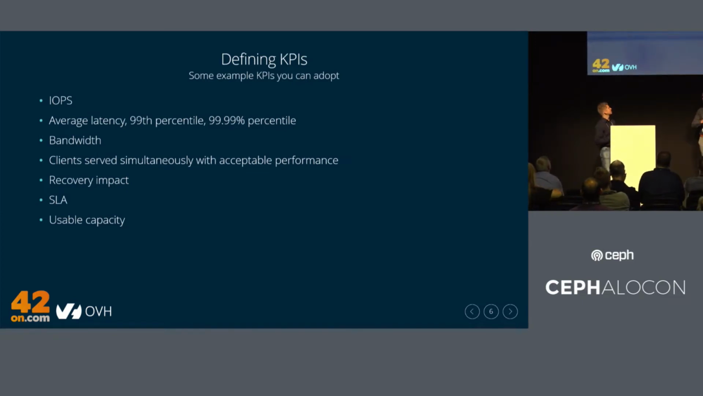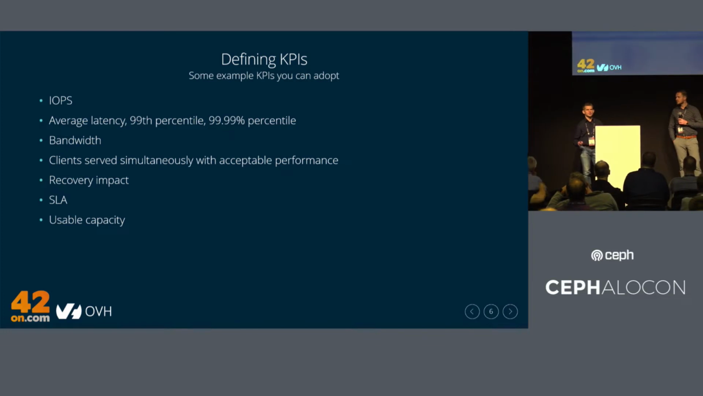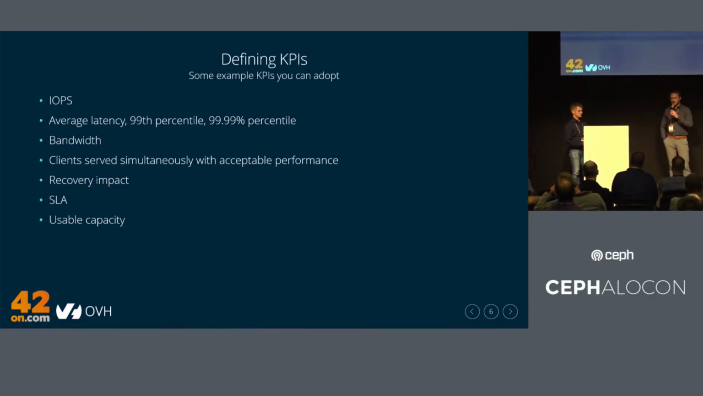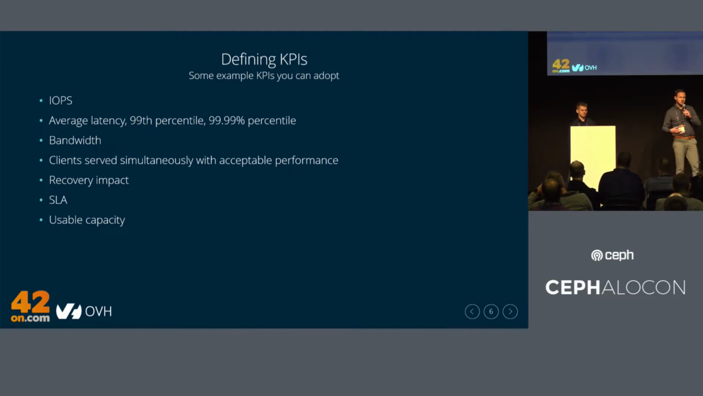Speaking of KPIs, key performance indicators for your cluster, you need to be certain that you will get them wrong. But what you should consider, for example, IOPS, latency, bandwidth your clients will produce to the cluster, how many clients you are going to serve, or what's the recovery impact when the drive fails, what's the impact for your customers, for users, what's the SLA for the cluster, how much downtime you can accept, and of course the real usable capacity.